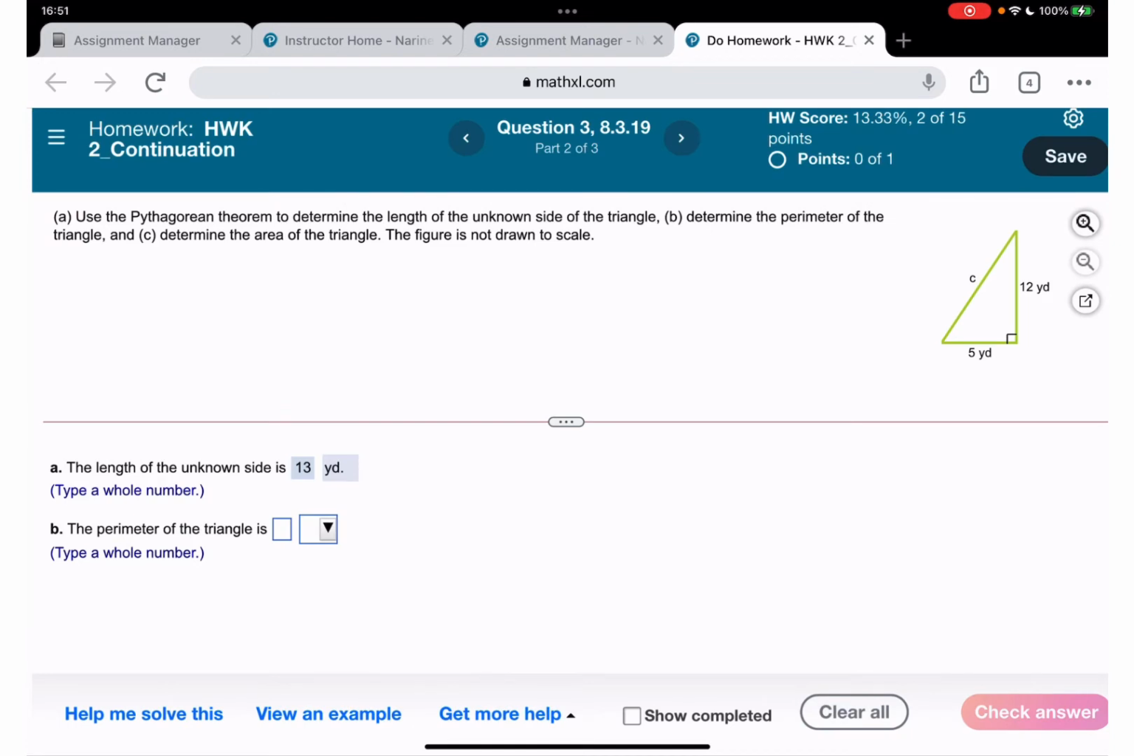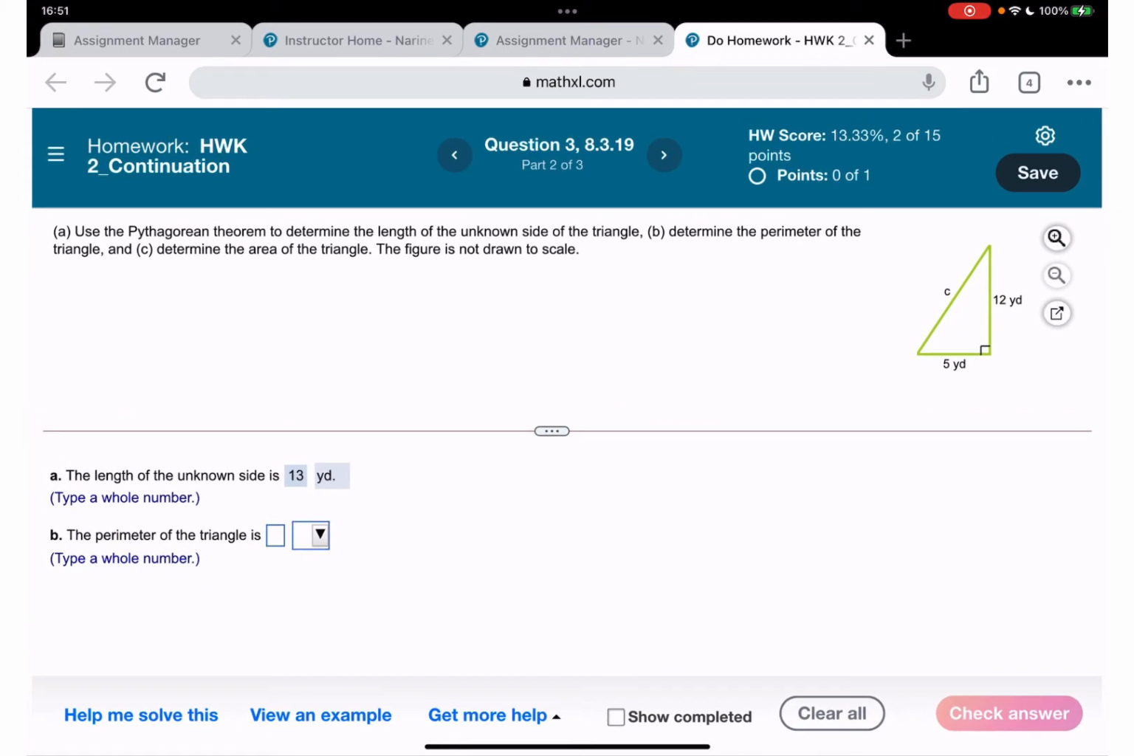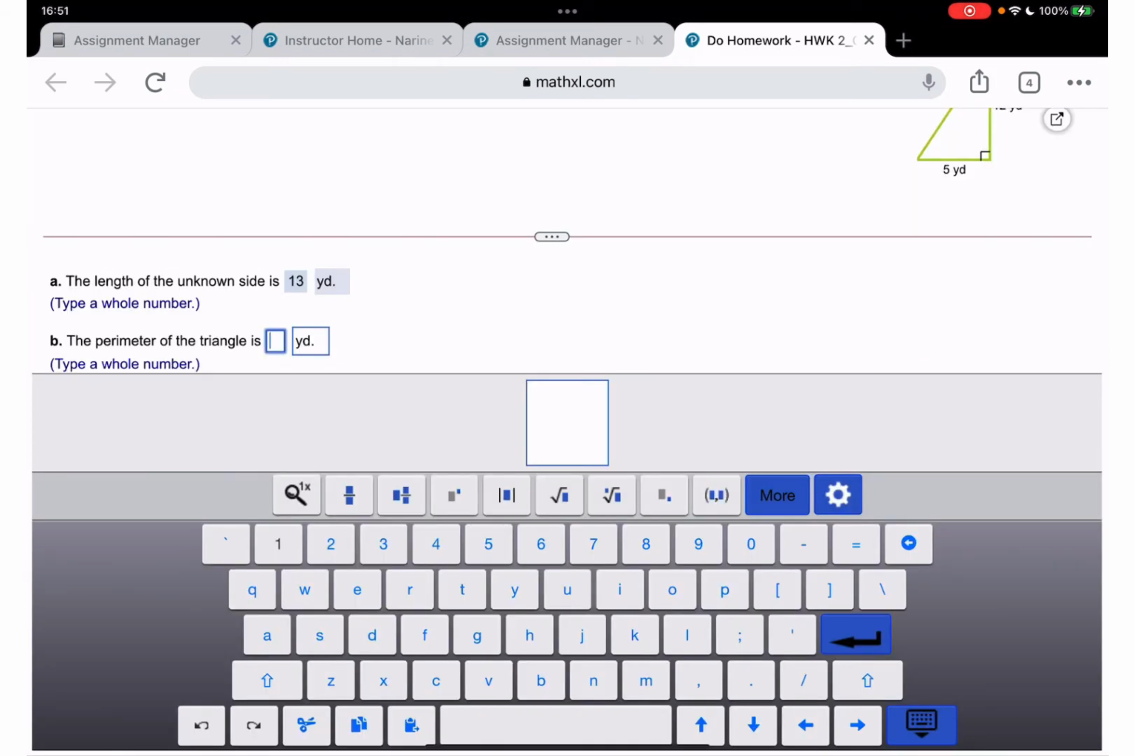Next, perimeter. When we have perimeter, all we have to do is add, and it's going to be yards, obviously. So we know that one side is 13, and then 12, and then 5. 13 plus 12 is 25, plus 5 is 30.